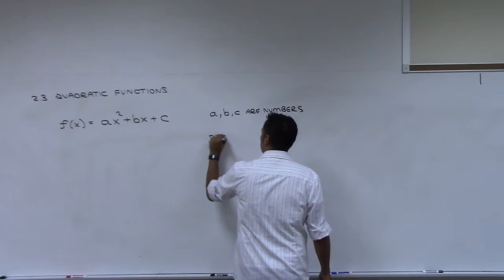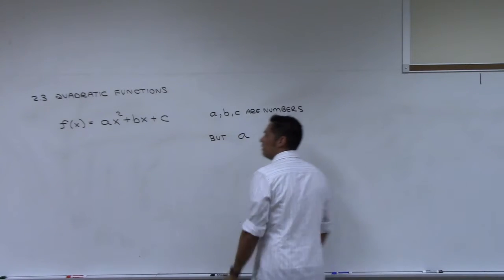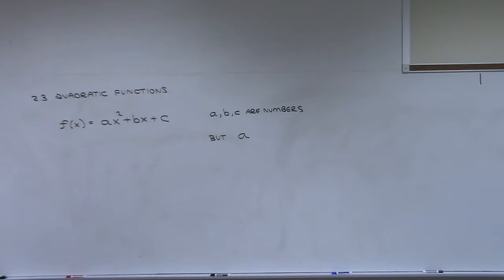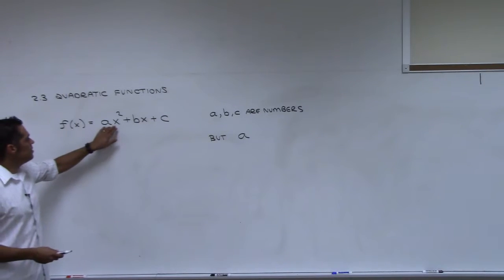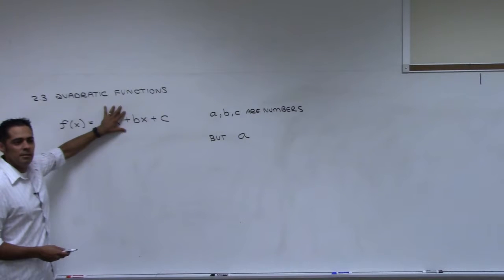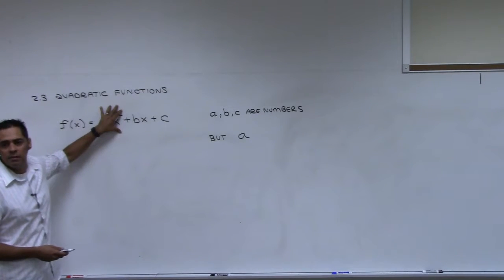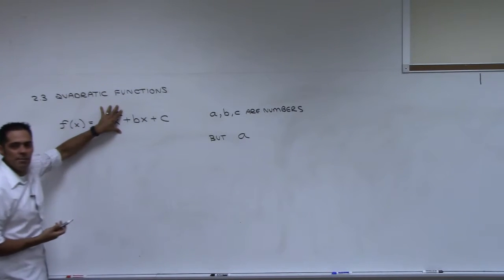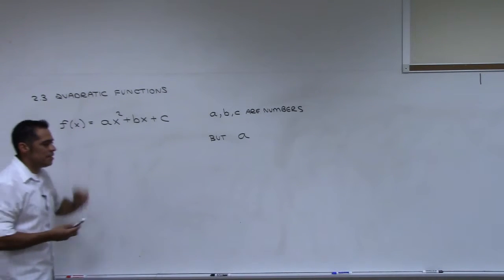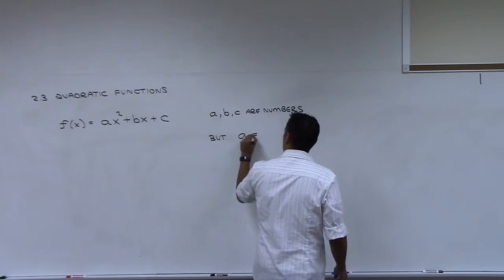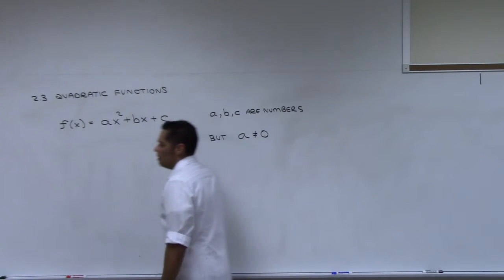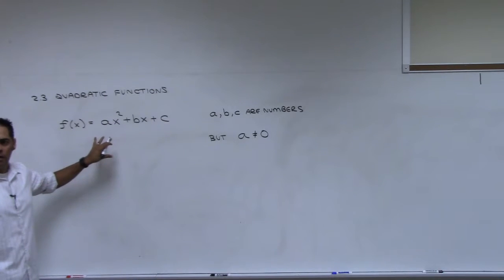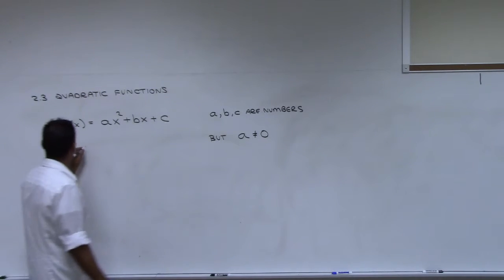But we do have one restriction, something about a. Can somebody tell me what a cannot be? 0. Okay, because if a is 0, then this is actually gone, right? If a was 0, this isn't even here. And then it's no longer quadratic, because now you have bx plus c, which is going to be linear. So we need to have this restriction that a can't be 0. All quadratic functions can be written in this form. Now this is called the standard form.